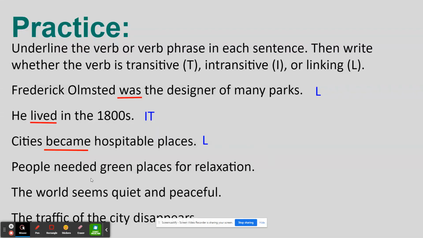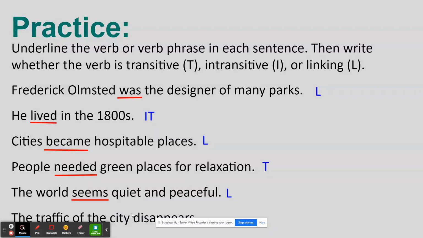People needed green places for relaxation. What would be the verb or verb phrase there? Hopefully you said needed. People needed what? They needed places. Therefore, that would be a transitive verb. The world seems quiet and peaceful. The world does what? It seems. And how does it seem? It seems quiet and peaceful. So these two are both adjectives, therefore they are subject complements, and this would be a linking verb.